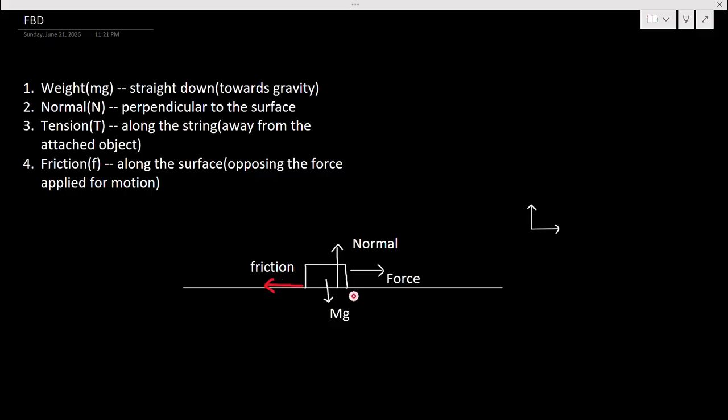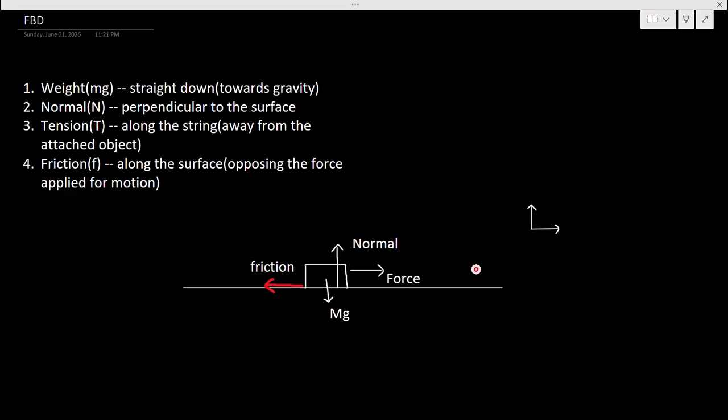So that's an FBD, or free body diagram, of an object on a surface. This is the mg in the downward direction. This is the normal from the ground on the block. There's a force; I'm assuming that there is a force on this block, and then there will be friction from the ground. So this is an FBD of a normal scenario.